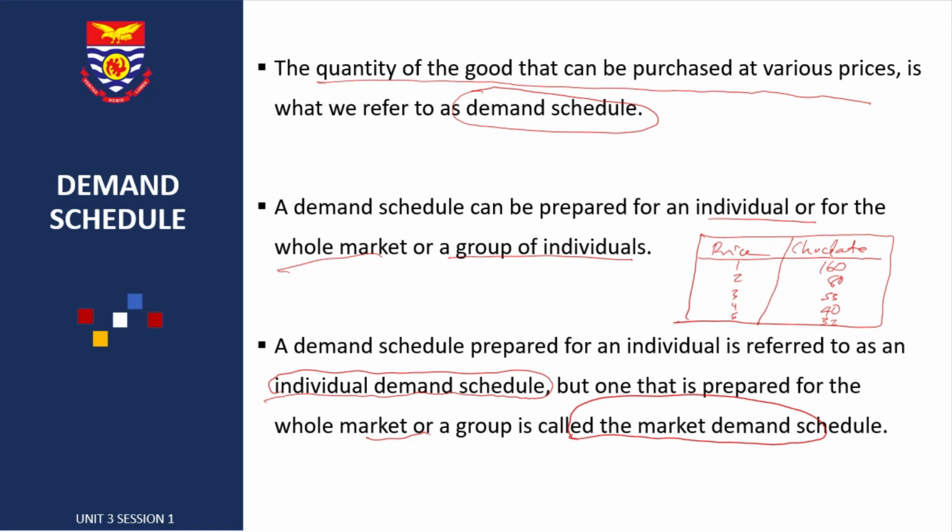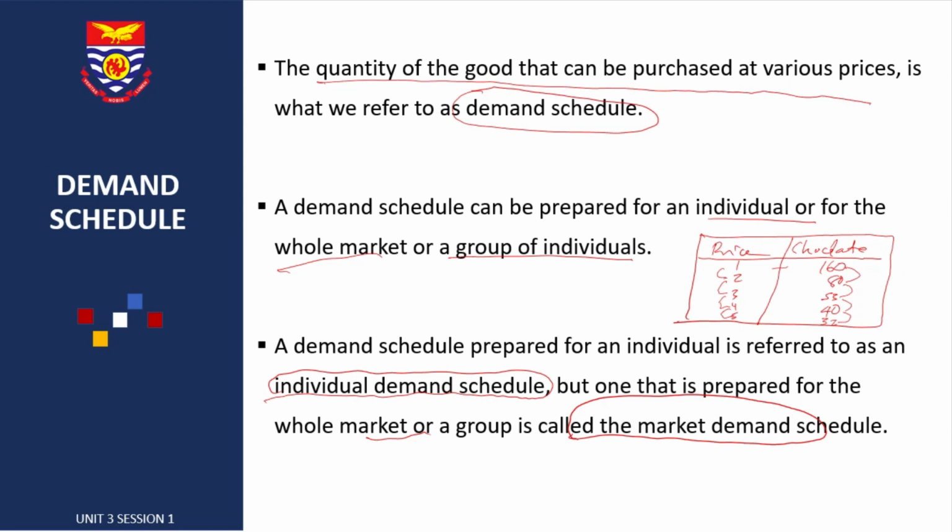As the price of chocolate rises, the quantity demanded falls. So you see that now at price 1, the quantity was what? 160. But as the price begins to increase from 1 to 2, the demand also fell from 160 to 80. As it increased from 2 to 3, the demand fell from 80 to 53. From 3 to 4, realize that demand also fell from 53 to 40. And as the price increased from 4 to 5, realize that the demand decreased from 40 to 32.